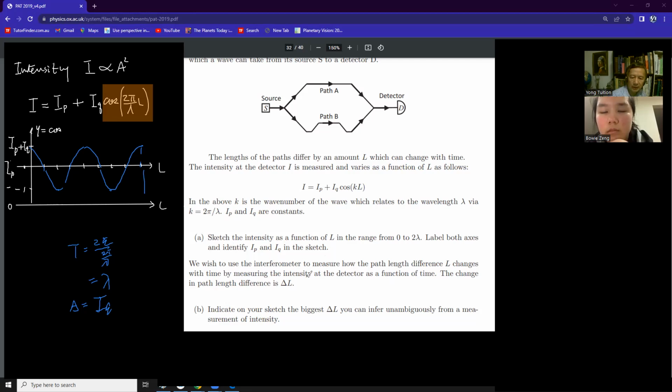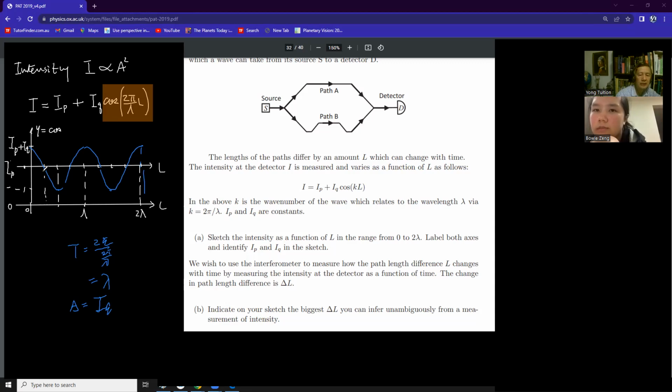And we wish to use this to measure the path length difference, L, by measuring the intensity at the detector as a function of time, okay? The change in path length difference is delta L. Okay, indicate on your sketch the biggest delta L you can infer unambiguously from the measurement of intensity. So obviously the intensity will change according to this formula, right? So I just put the 0 here. This is our new origin. So this is a lambda. Sorry, this is one wavelength. Yes, that's one. This is 2 wavelengths, right? So that is the diagram.